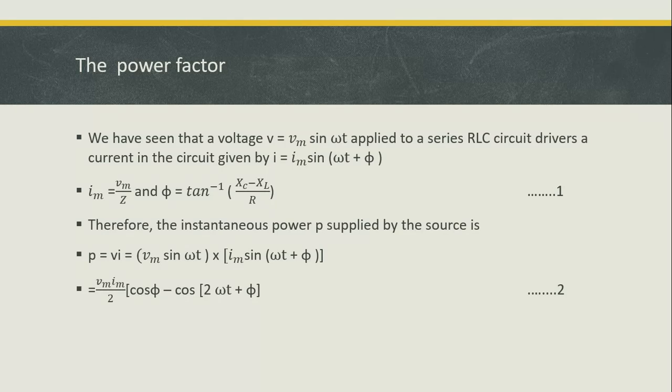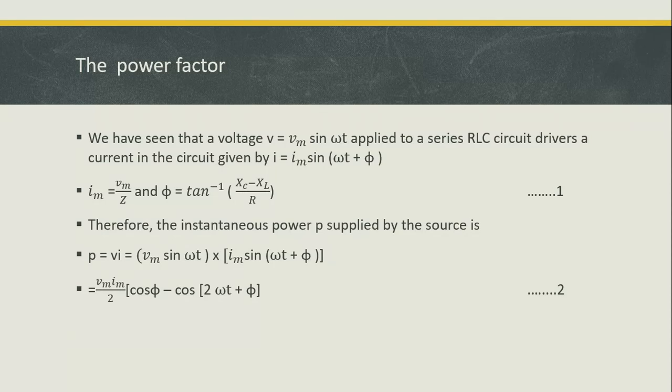Here, Im is equal to Vm upon Z, and phi is equal to tan inverse of (XC minus XL) upon R. In the previous topic we showed how the value of phi comes, so we are not discussing that in this topic. Now we will discuss the instantaneous power.